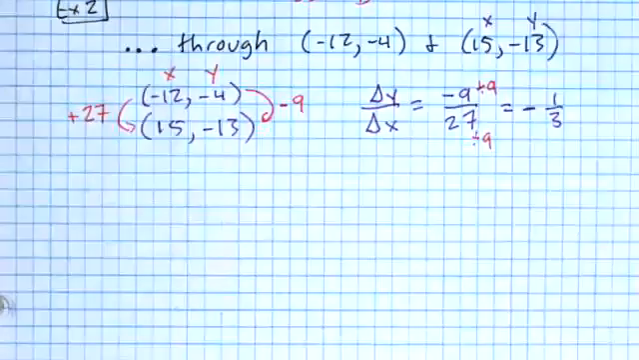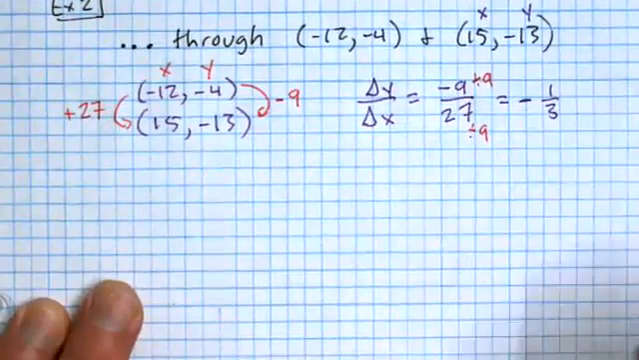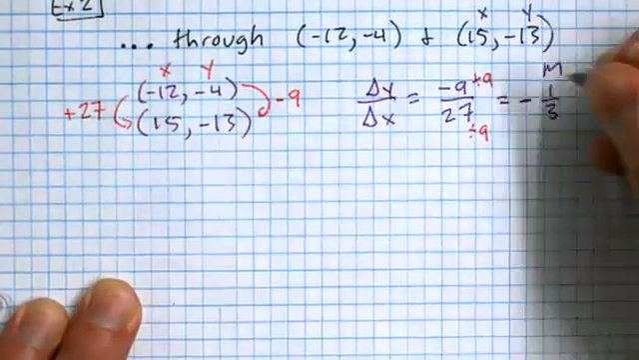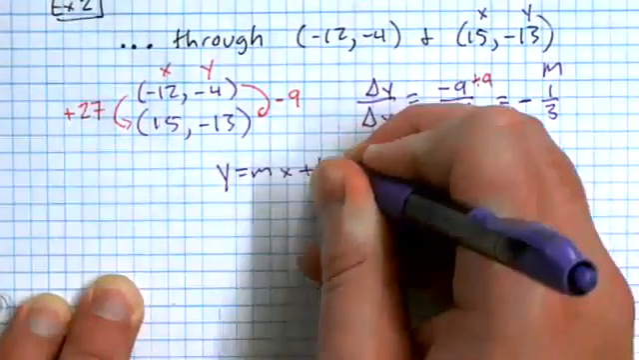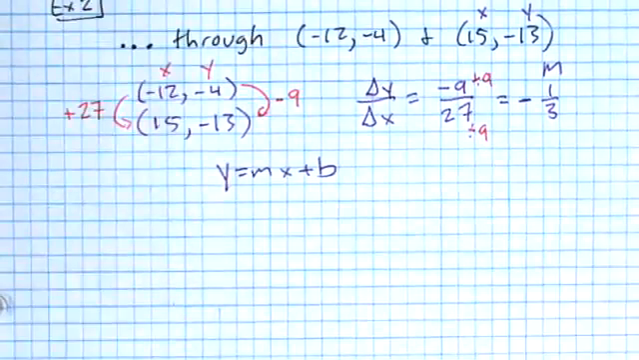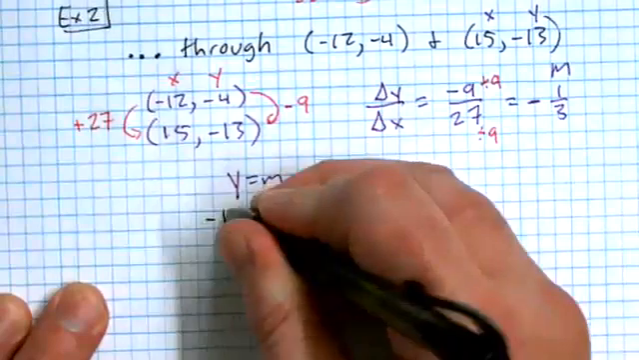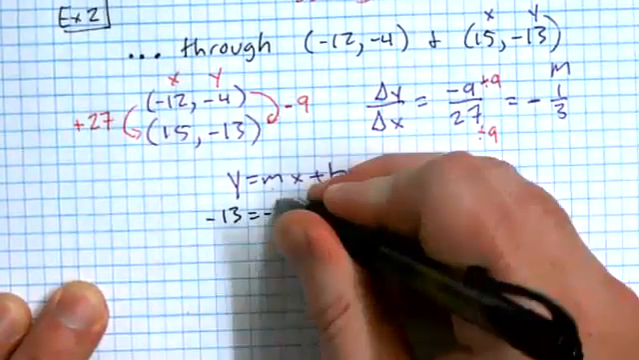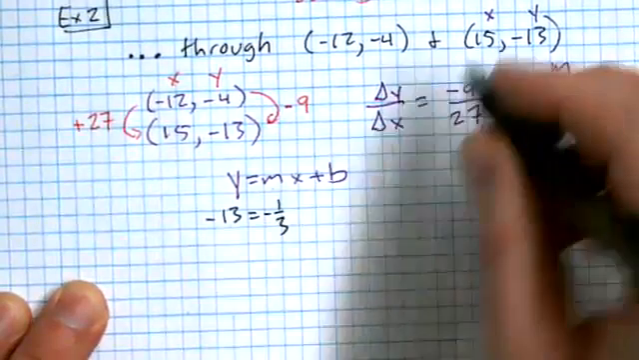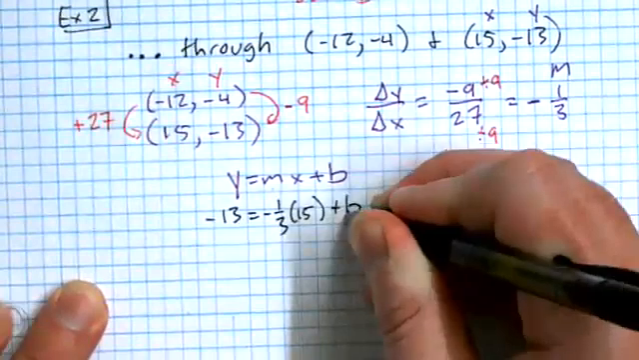You've been conscripted. All right, I'm going to go with the 15 and the negative 13. So let me write down, oh, and this is M here. So my equation is Y equals MX plus B. And then I'm going to rewrite it, but I'm going to put all those numbers in the right spots. So let's see, Y is negative 13. And M is, what was it, negative 1/3. And X was 15. And B was B. I don't know what B is yet.